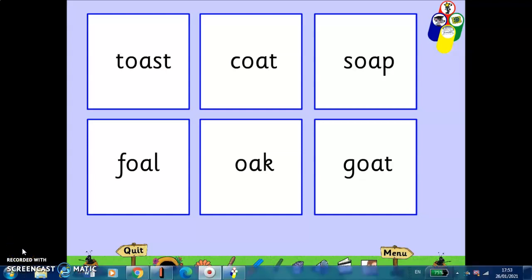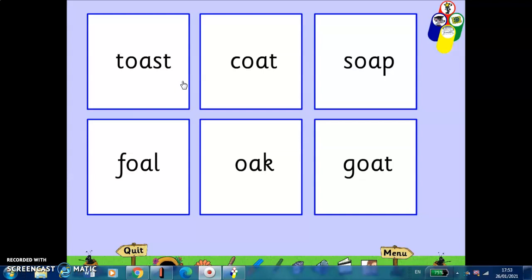Hi everyone. So now that we know our sound O, we're going to try and sound some words out. So I have 6 words here, and hiding behind the word is a picture. So we have to guess what the word is. I'm going to help you sound them out, and then I'm going to give you a chance to guess what the sound is, and then you can see if you're right when I reveal the picture.